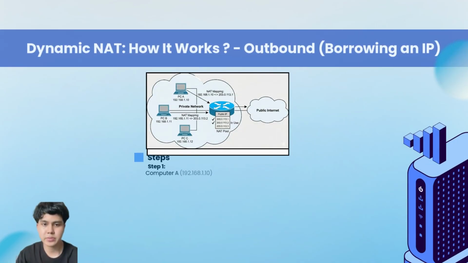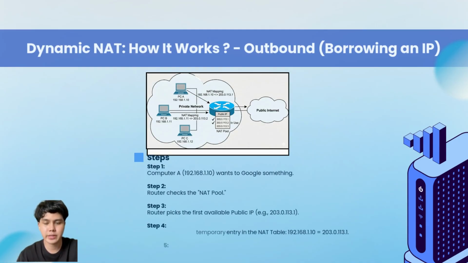So let's walk through the steps of how a device actually gets onto the internet using dynamic NAT. The first step is the request. Computer A, which is currently on a private network, wants to Google something, so it sends a packet to the router. The second step is the check, where the router receives this and looks at its NAT pool to see what is available. The third step is the assignment, where the router picks the first available public IP.